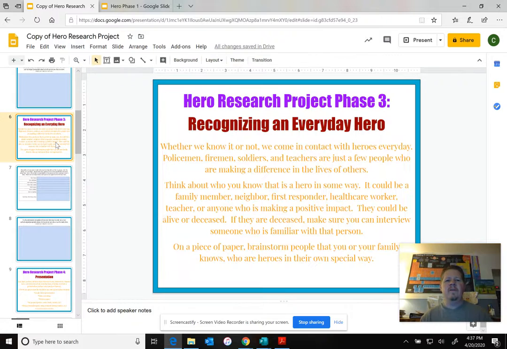The third phase is you're going to identify an everyday hero. So that's somebody in your life that you know that you consider a hero. Now, it might be a relative, it might be a neighbor, they might be in the military, or a first responder, or a healthcare worker, policeman, fireman, teacher, someone in your life who you consider a hero.